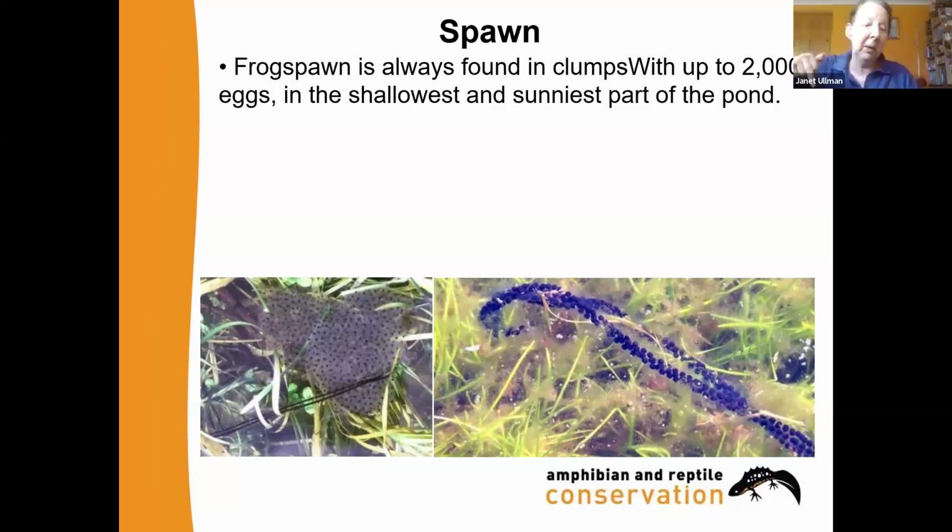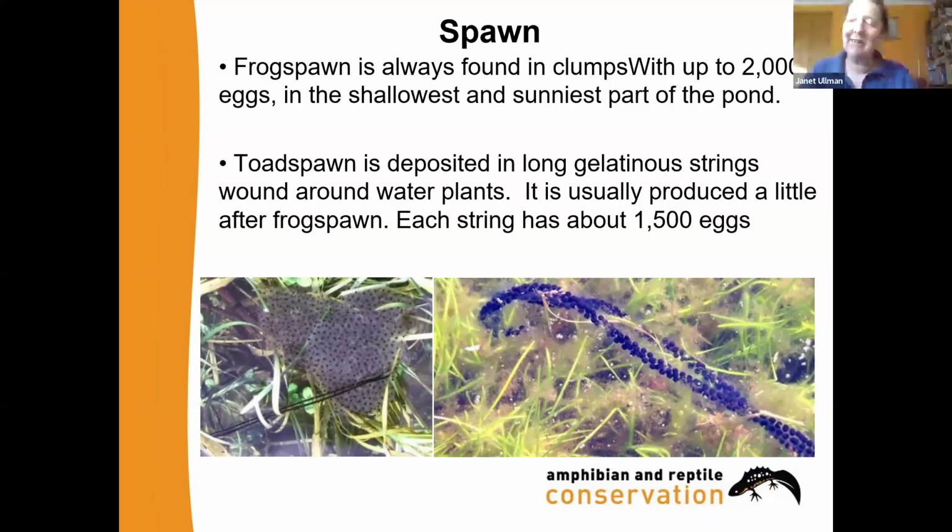Now, toad spawn is laid in strings, and it's a double string from both oviducts, producing a double-stringed effect, and then the female will lovingly twist it around the plant, so it looks like a garland in the end, and that's something to look out for. A string has about 1,500 eggs. So there are these very classic differences, and you can't mistake one set of spawn for the other. Natterjacks only lay one single string.